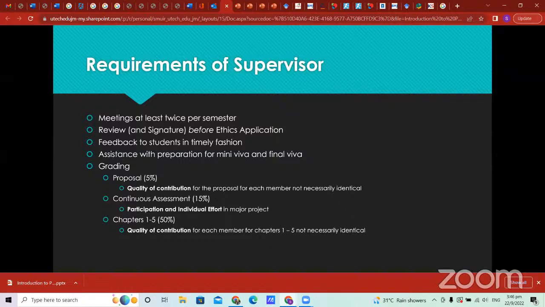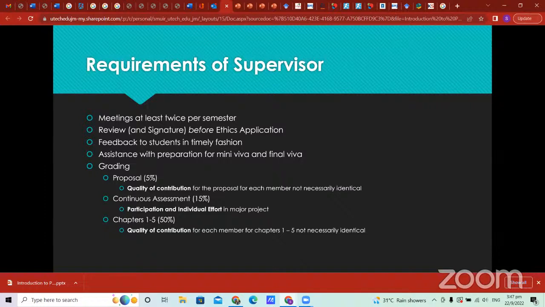So the requirements of the supervisor. The supervisor is expected to meet, based on the UTech contract with the supervisors, at least twice with the students per semester. Everything more than that is bonus. Now, usually I meet with my students way more often than that. They're to review and sign the ethics form before it's actually submitted to the committee. They're to give feedback to students in a timely fashion. They're to assist with preparing the students for the mini and the final Viva.